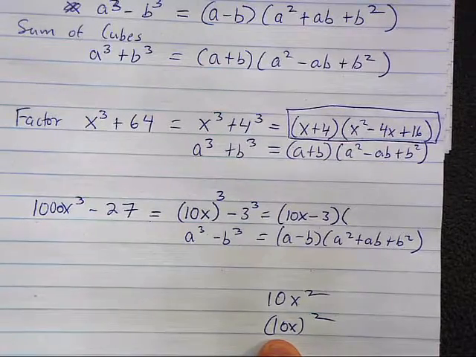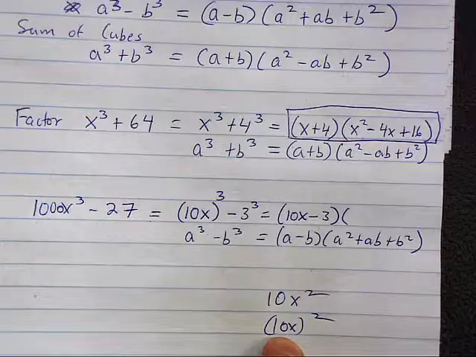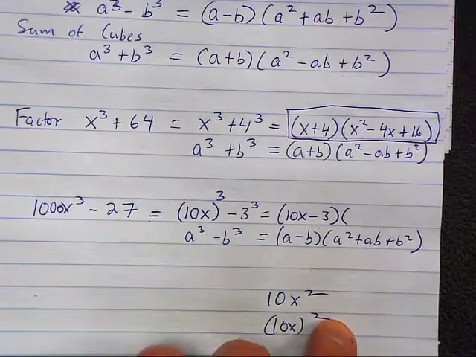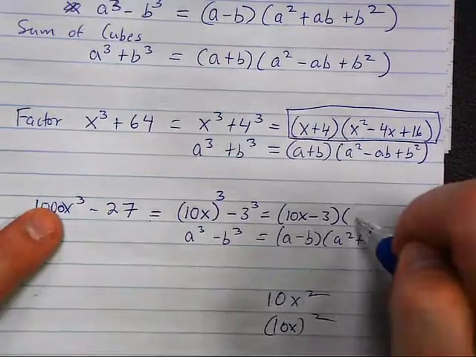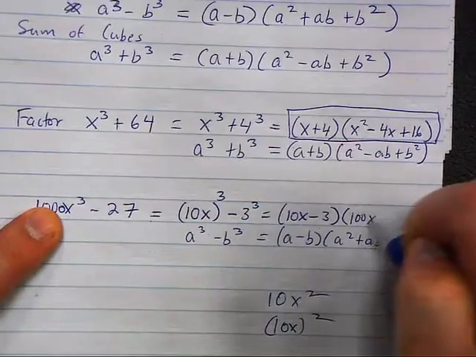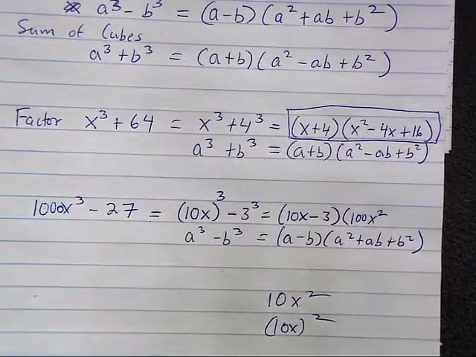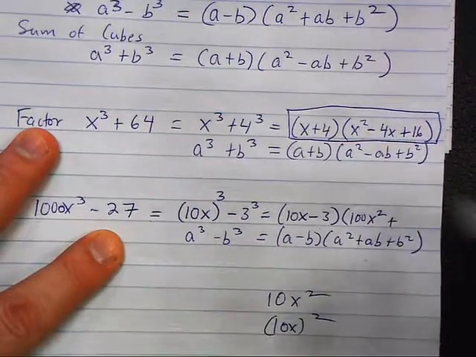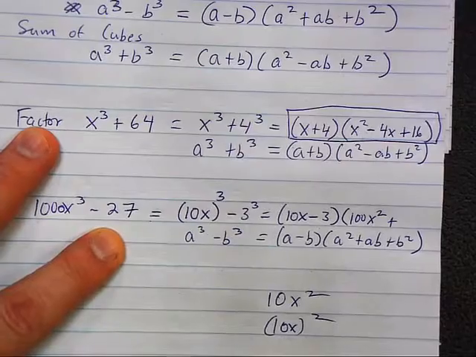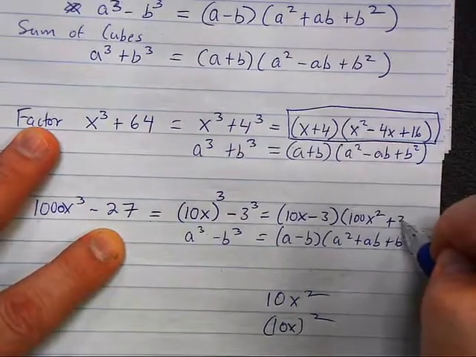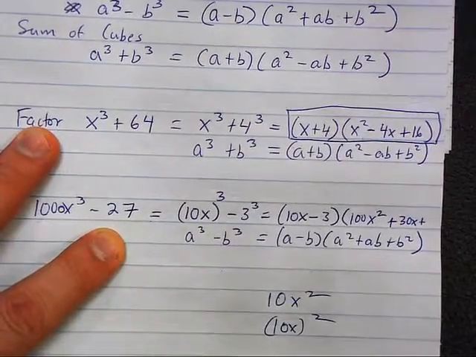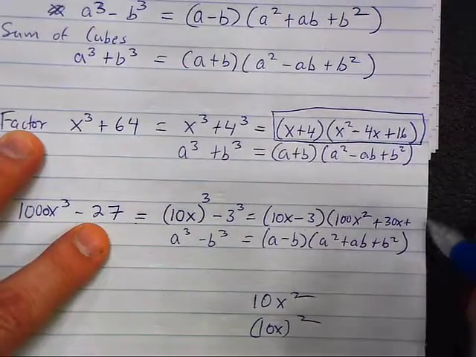A is the number 10x. So whenever I see a 10x, I need to square it according to this formula. So it really should be 100x squared. And again, I'll see a lot of people write 10x squared there. It really should be 100. You got to square the number and the letter. Plus a times b, that's 10x times 3. You're going to write 30x plus b squared is 9.